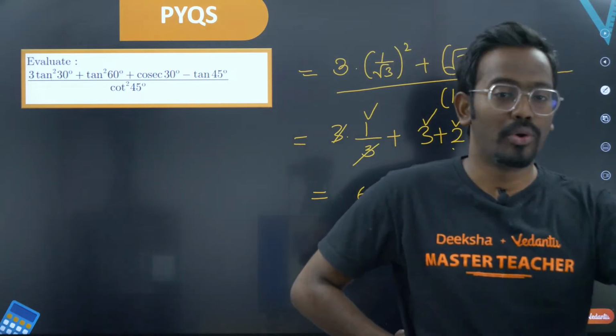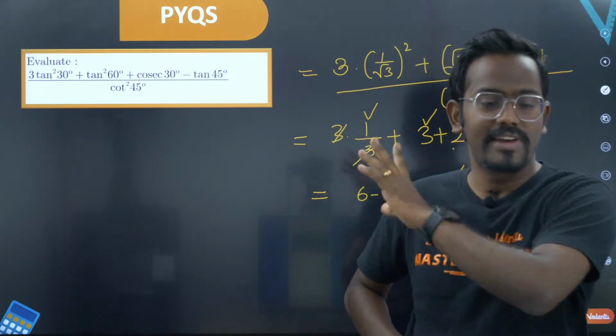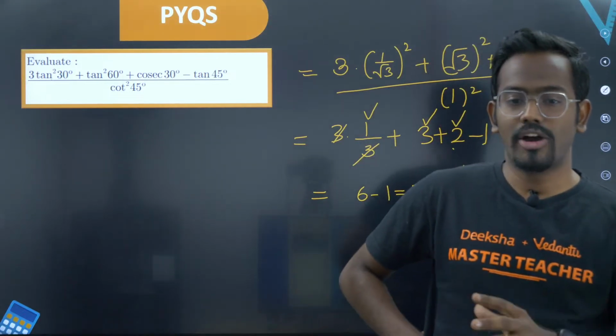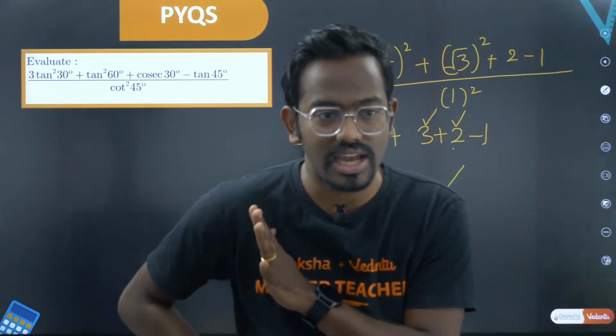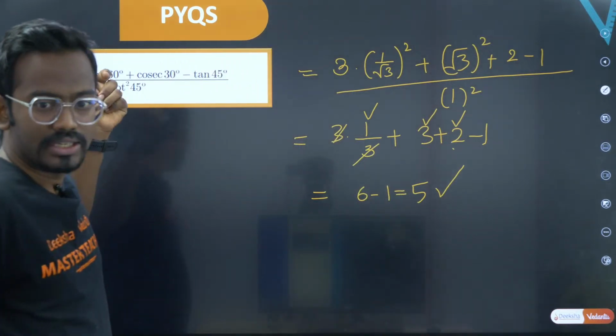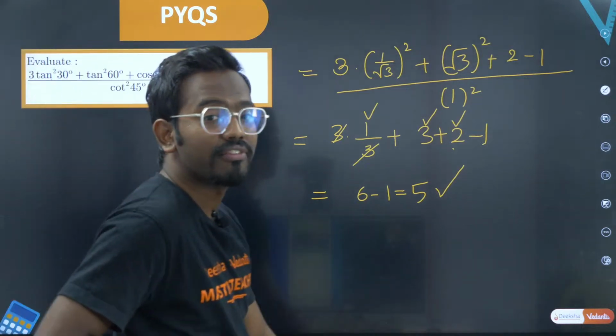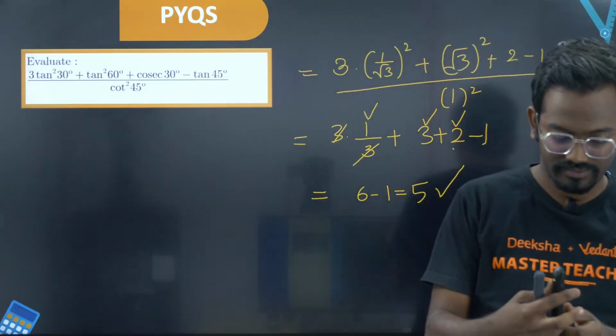After this class, go to that video and see it. I have clearly explained how to remember these values, and you might get an idea of solving these things. Is this clear, Vishal? These are just substitution. These things you already know. Tan 30, tan 60, cosecant 30, tan 45 and cot 45. Hope this is clear, Vishal?